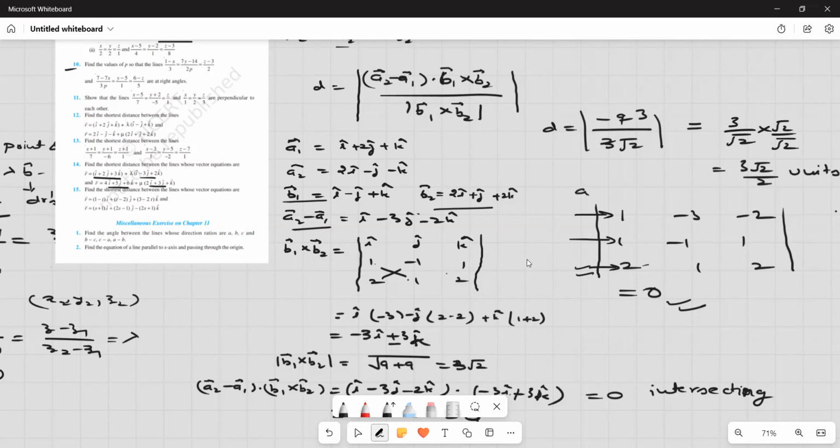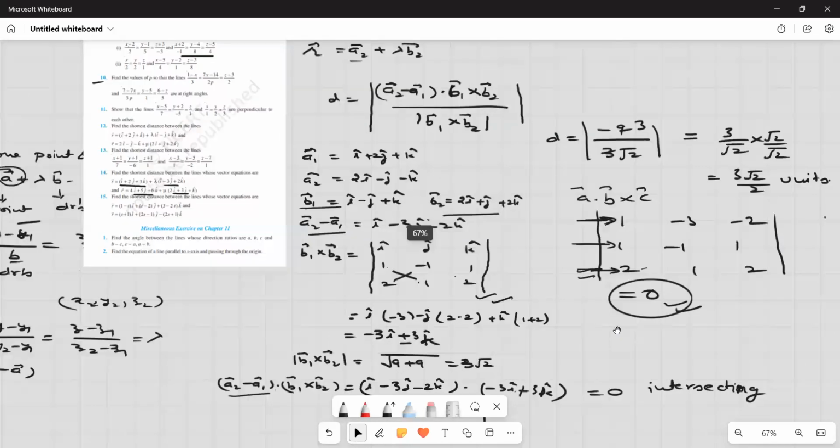Either show by this determinant or find out this A2 minus A1 dot B1 cross B2. Actually, what is used over here is the scalar triple product, A dot B cross C. That is a determinant with 3 vectors. So A2 minus A1 will come as the first row, B1 as the second row, and B2 as the third row. And if you expand this and it comes 0, then lines are intersecting. Otherwise, shortest distance is there. Clear? So for an independent question, if it says show that the lines are intersecting, or check whether the lines are intersecting, you can directly show it.